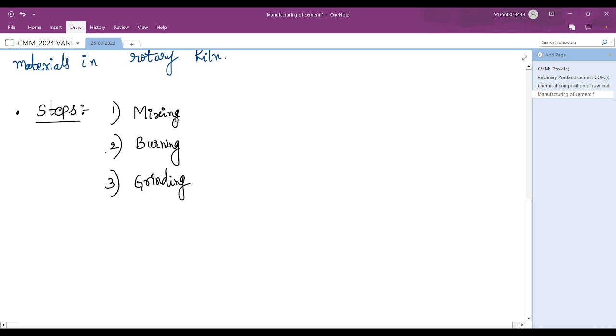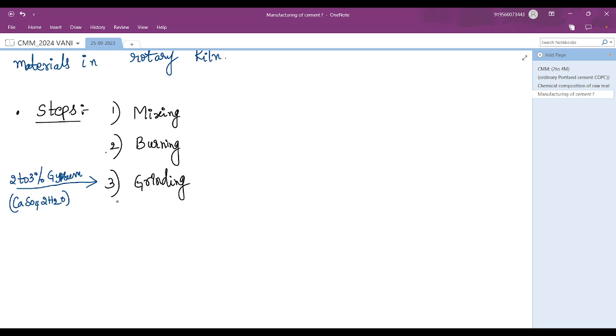During this grinding we add one more ingredient known as gypsum. So during this step of grinding, 2 to 3% of gypsum is added. What is the chemical formula of gypsum? CaSO4·2H2O, right? This is the chemical formula of gypsum. Therefore, after the formation of the clinker and during its pulverizing stage we add gypsum.